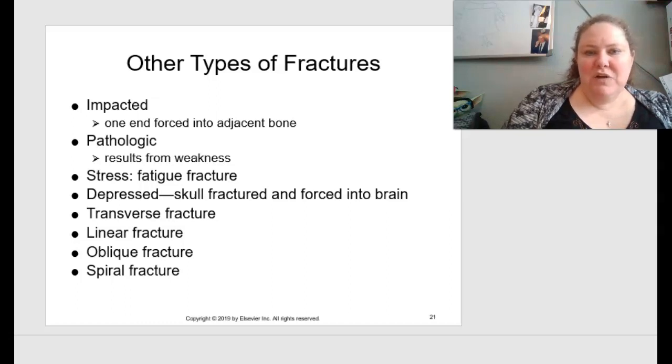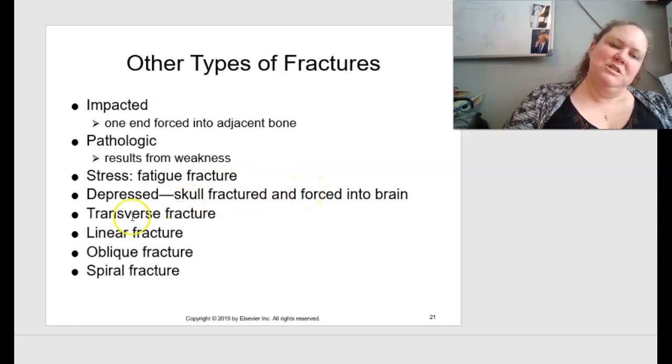You have impacted fractures. This is where there is one end that's forced into an adjacent bone. You have pathologic fractures, and this results from weakness. You have stress fractures, which is from a fatigue of overuse and can cause it to fracture. You have depressed fractures, and this is where, for example, a skull would be fractured and then forced into the brain. So that's not very good.